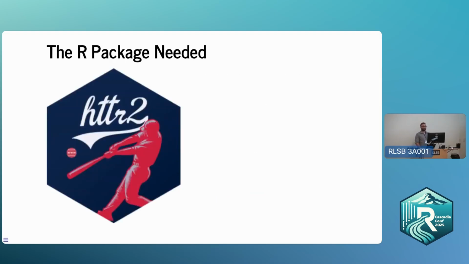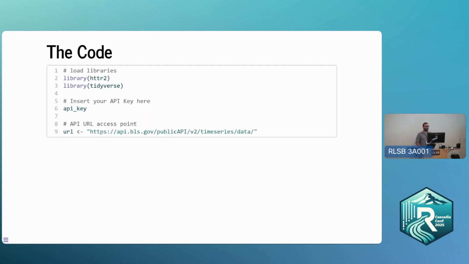So the only package you really need for this is httr2, which allows you to generate those HTTP requests. And you could use it in combination with tidyverse. So just looking at the code very quickly, you load in the libraries, you load in your API key, and then you use your API URL access point. And that is going to be the same access point that you use across all the different series.